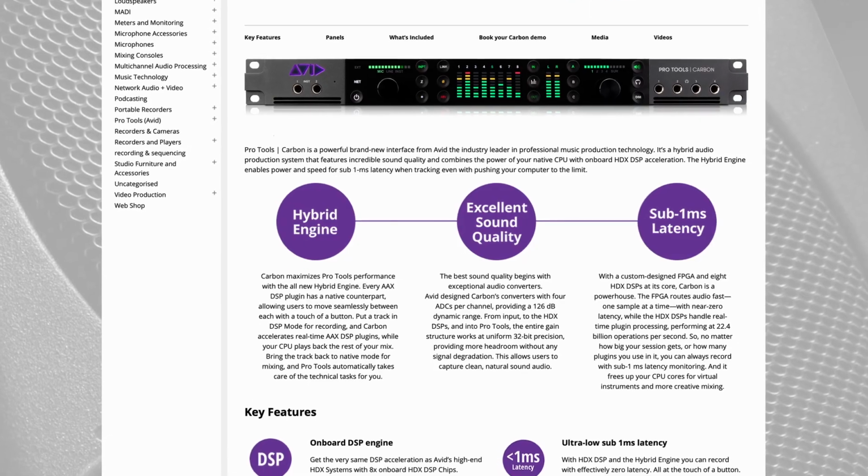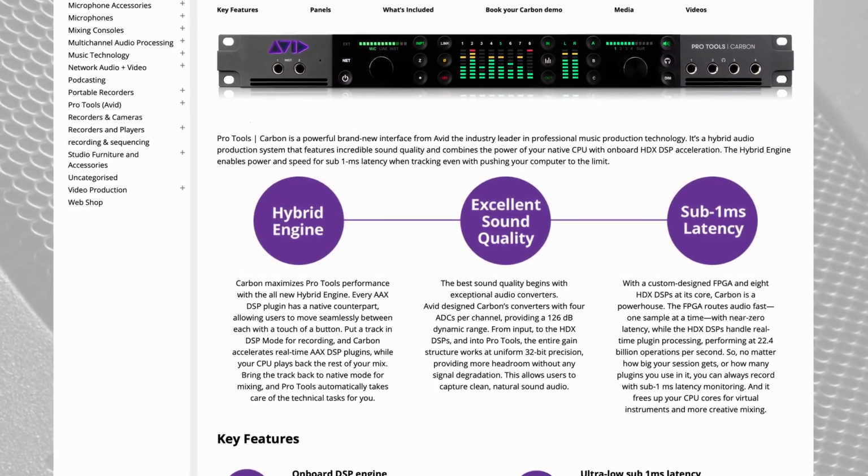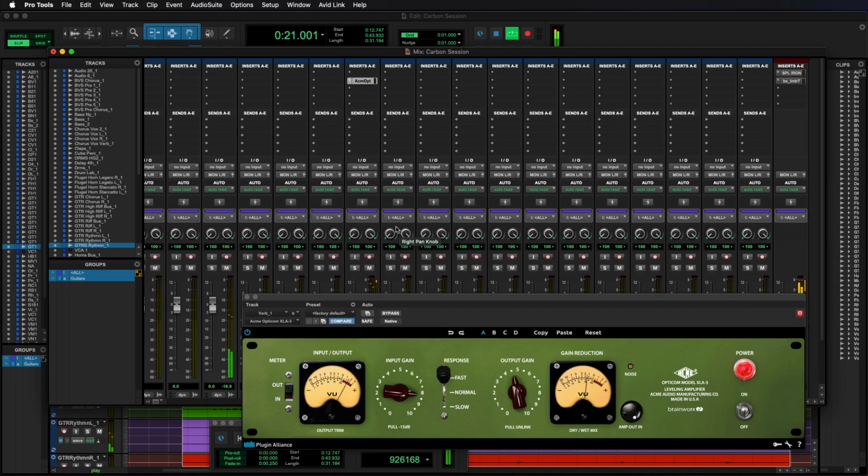So what do you get with those 8 HDX chips inside Pro Tools? Well, you get what Avid call a hybrid recording system, which essentially means you get very, very low latency on your inputs when you're using DSP. You can track through plugins with basically no latency. You can switch channels between DSP and native with only a tiny fraction of a wait. And if you're passing your project to somebody else without DSP, they'll automatically get the native version. So you sort of get the best of both worlds.